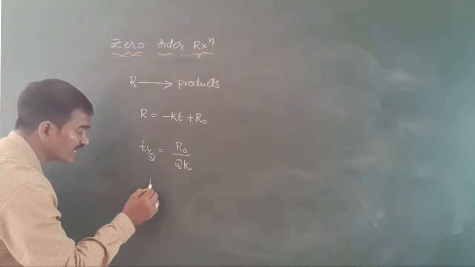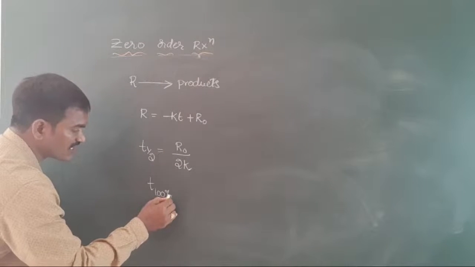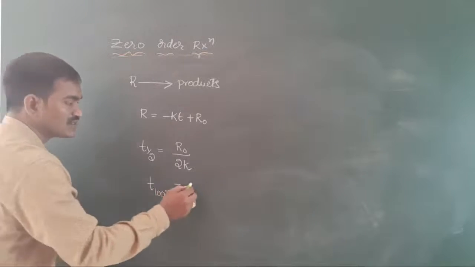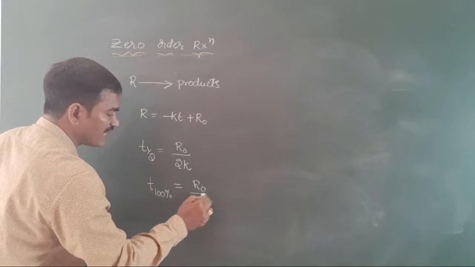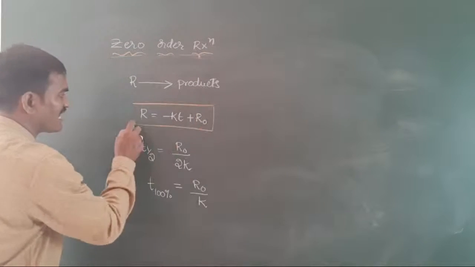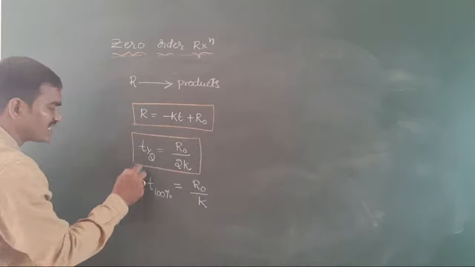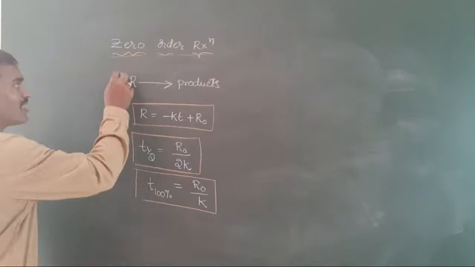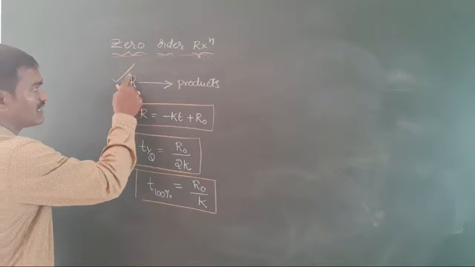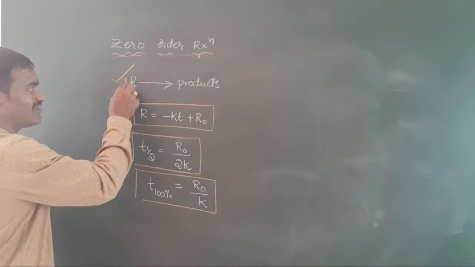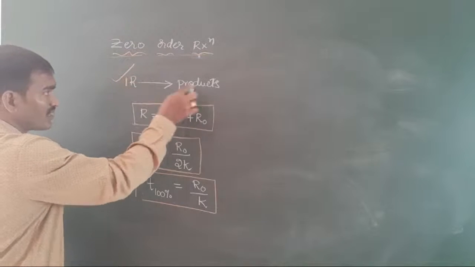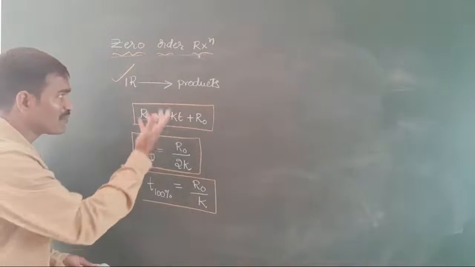Now you take one more thing, t for 100% completion, the lifetime. This is half time, this is lifetime. For this you can take R naught by k. So these three equations which we have taken here are applicable for this. According to our syllabus, mostly they will give zero order with reactant coefficient 1. Don't forget about this: here the reactant coefficient is 1. R gives products, we don't have any problem in that.